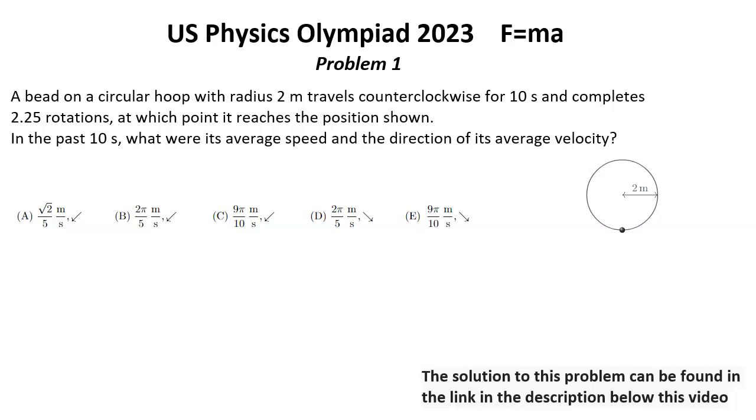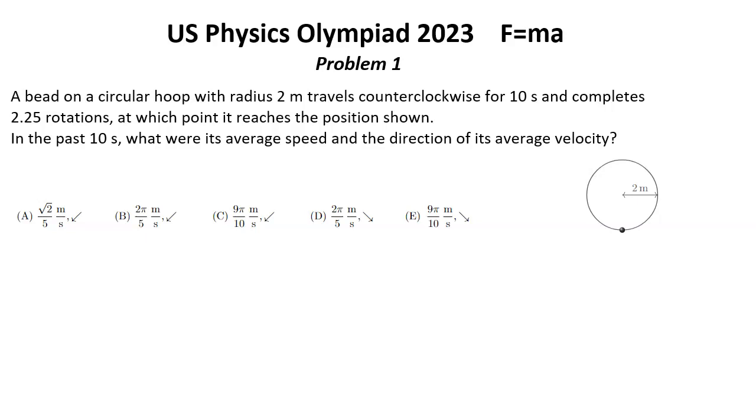Solution for problem number 1. The total distance traveled is this one, and the average speed is the distance per time, so it's 9 pi over 10 meters per second. This rules out all choices but C and E.